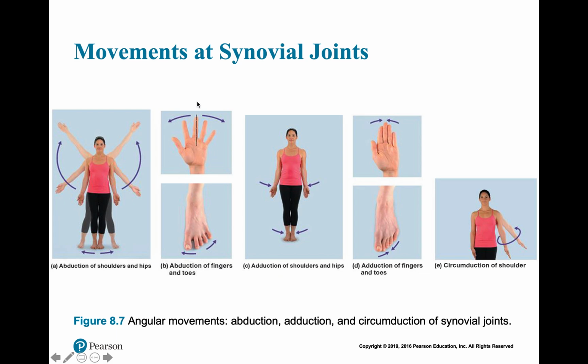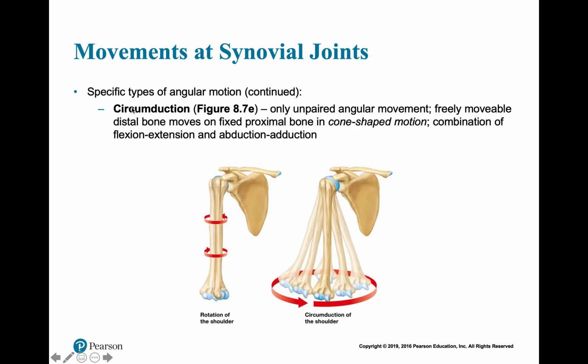Here's our hand. We can have an imaginary midline down the middle of our hand. If we spread our fingers away from the midline, this is abduction. If we spread our toes, this is abduction. If we bring our fingers back together, this is adduction. If we bring our toes back together, this is adduction. All right? Now, circumduction is the addition.